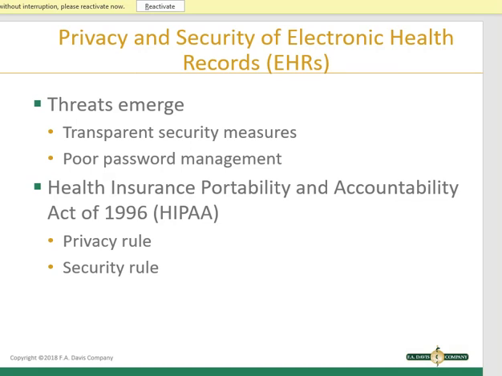As mentioned before, there are some threats to electronic health records that emerge because of transparent security measures and poor password management. So I guess what I think about with that is, have you ever had that password that you used in high school and you still use today? That's not really protecting your patient's care. One of my favorite IT guys told me to come up with a crazy sentence and use each letter. Like, I like to go to dinner on Mondays, and use the first letter of each one of those words, and it makes a more secure password.